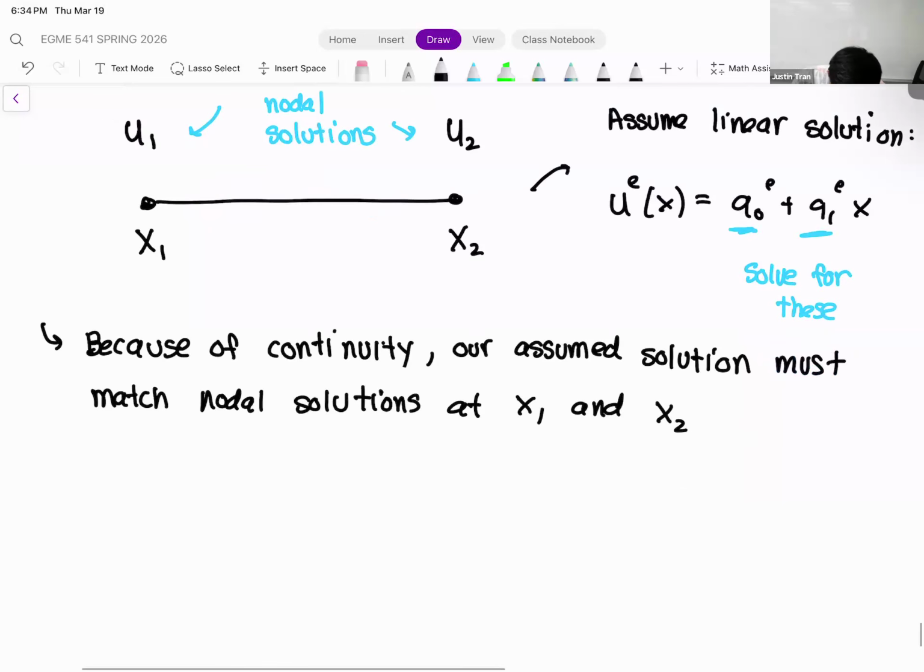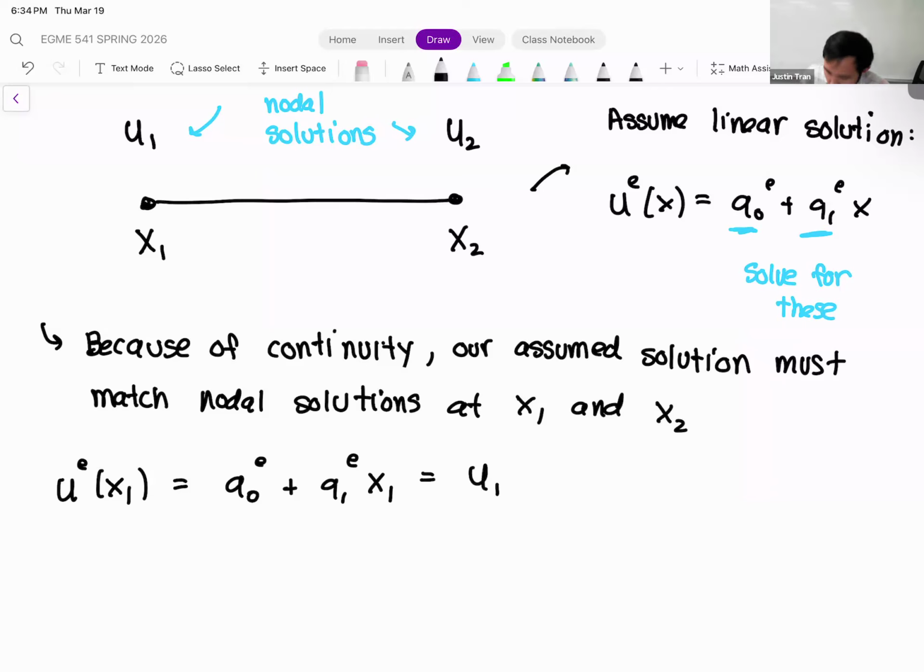Okay, so we have U^E of x1. So we're just going to plug in x1 for x in our assumed solution here. So it's going to be a0^E plus a1^E times x1. Okay. So by our continuity requirements, this has to equal U1. Okay. And then U^E at x2 is equal to a0^E plus a1^E times x2, which is equal to U2.